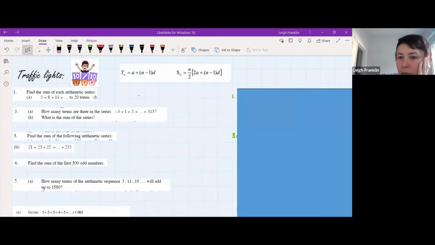May I please ask? Of course you may. After the B, is there something written? It's like A and B after the whole term. You mean after this bit over here? Yes. Yeah, don't worry about that. That's got nothing to do with the question. Okay, so it's just find the sum of the arithmetic series 5 plus 8 plus 11 plus whatever to 20 terms. Okay, thank you.